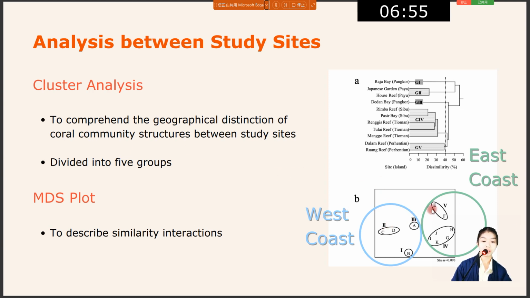The MDS plot, one thing very interesting is they actually group those sites that are very similar together. So actually E and F are very similar, that's why they group them together. So now if we look at the bigger picture, this actually can form into another group called East Coast. And then the blue circle can group into another bigger circle called West Coast. So that means they actually are very different.